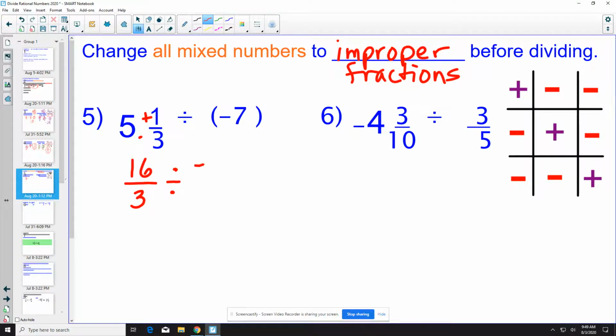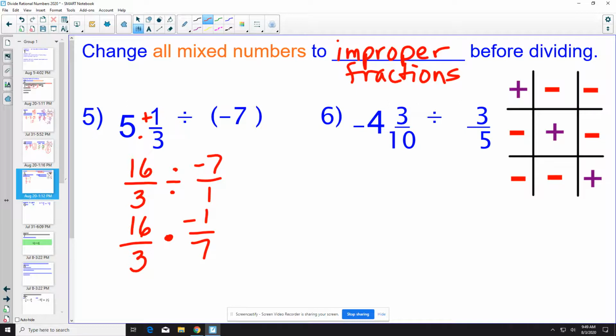Negative 7 is the same as negative 7 over 1. So first step, make them improper. Second step, keep, change, flip. So keep 16/3 the same. Change your division to times, flip, or take the reciprocal, to get negative 1/7.